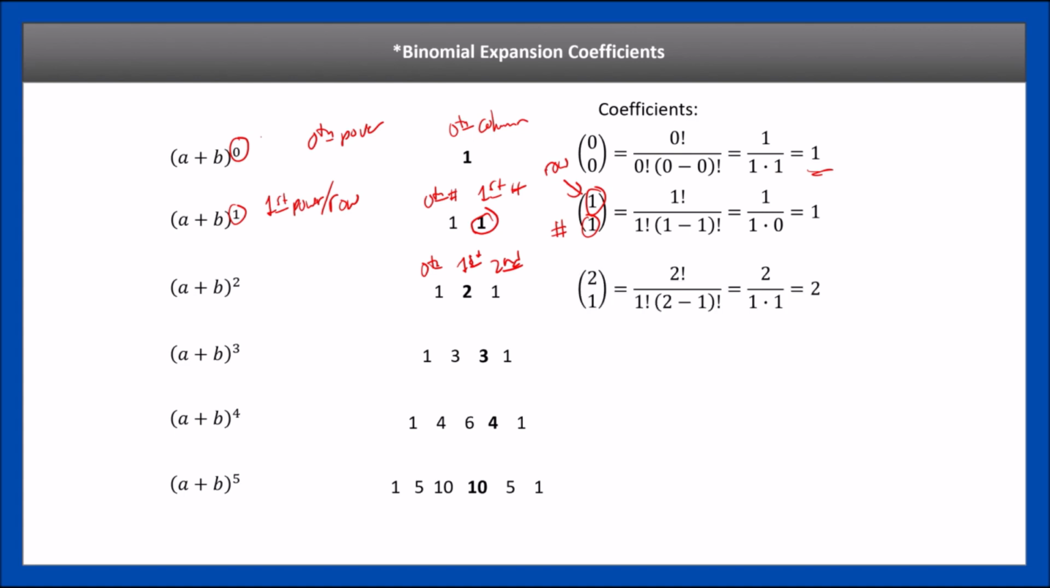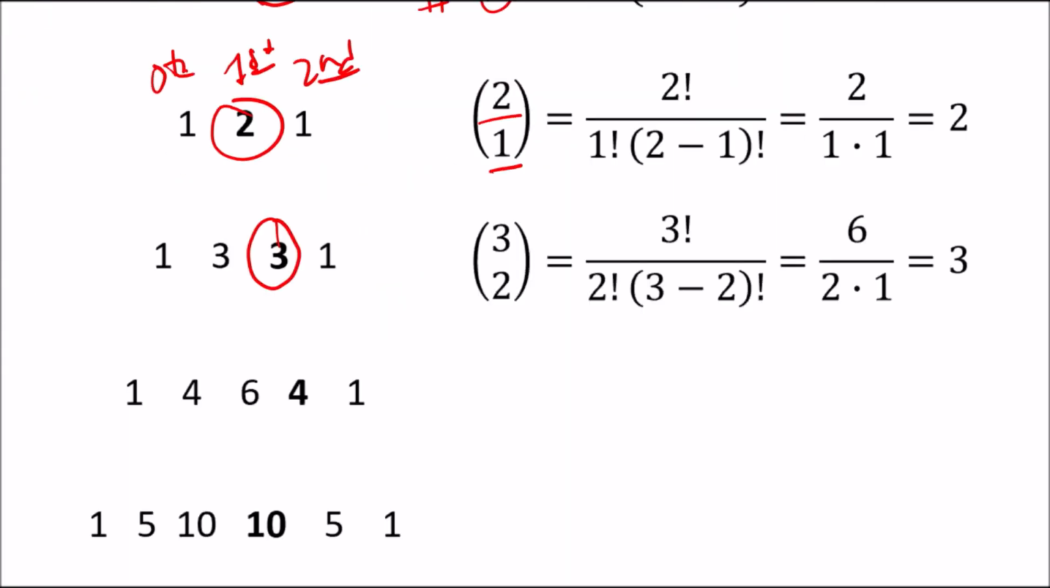Because 1 factorial is 1. Now, if I look at this number right here, that is the first number in the second row. So we got 2 choose 1. Second row, you're looking at the first number, and so notice that you get 2 factorial on the top, which is 2.